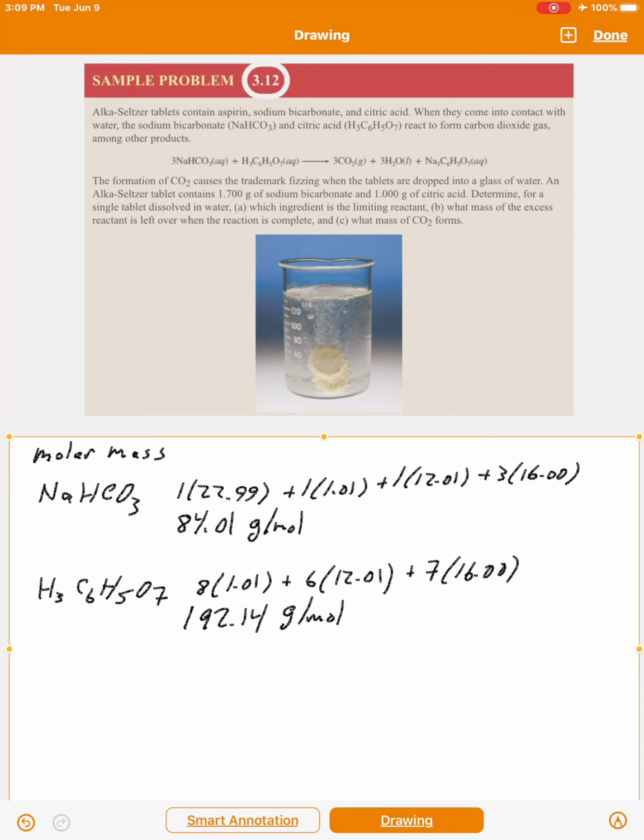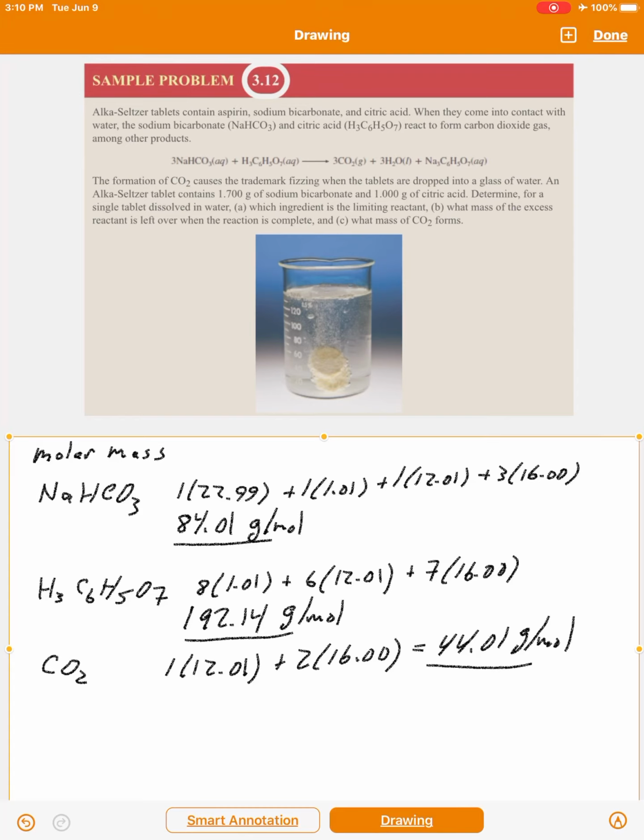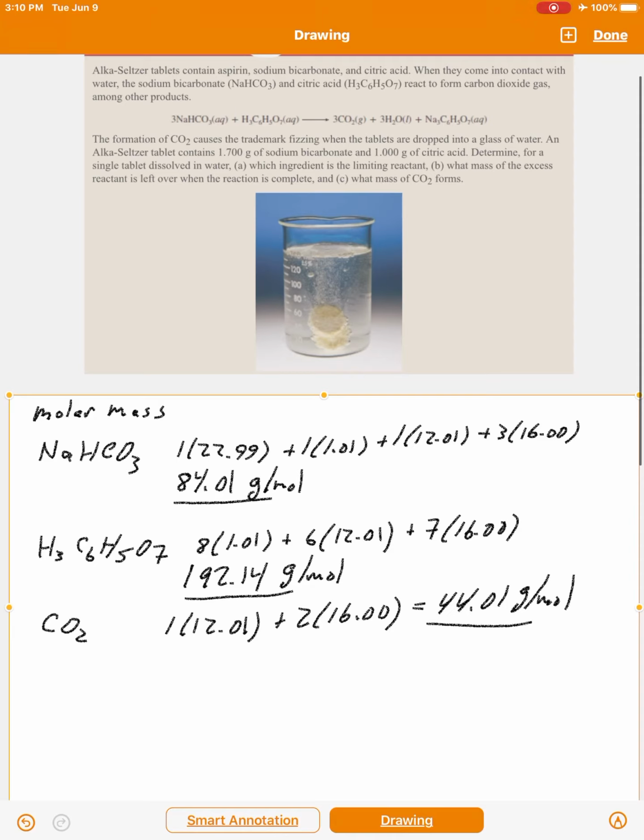So those are the reactants. Now, there's only one product that they ask us about, and that's the carbon dioxide. So we'll do that one. 1 carbon, 2 oxygens. This one we can do without a calculator. So we've got our molar masses of the 2 reactants that we need to consider and the 1 product that we need to consider. So now let's do a little bit of calculations.